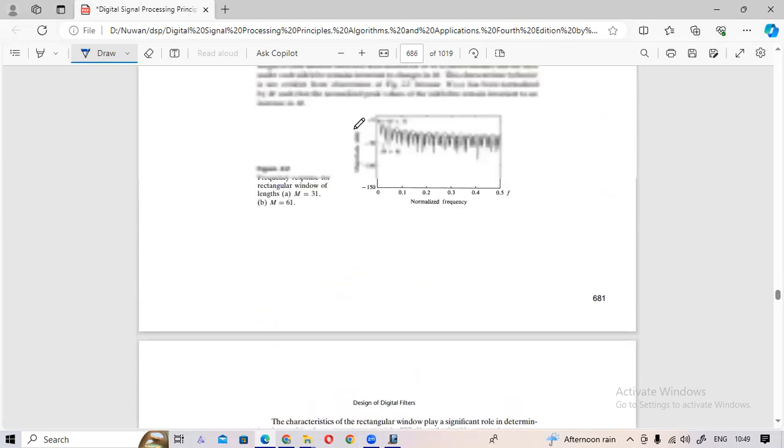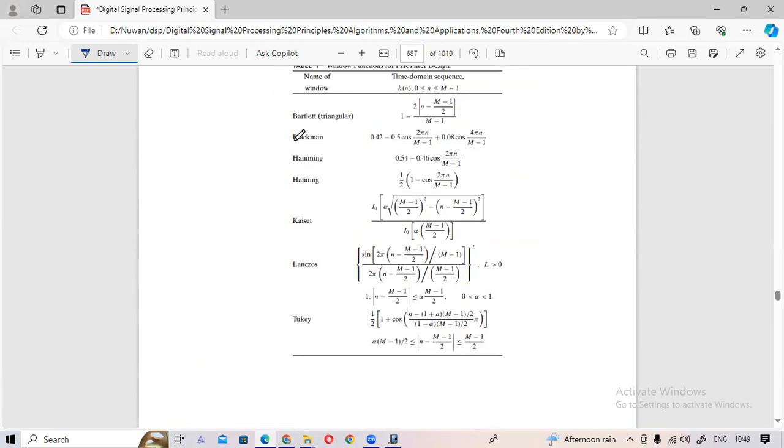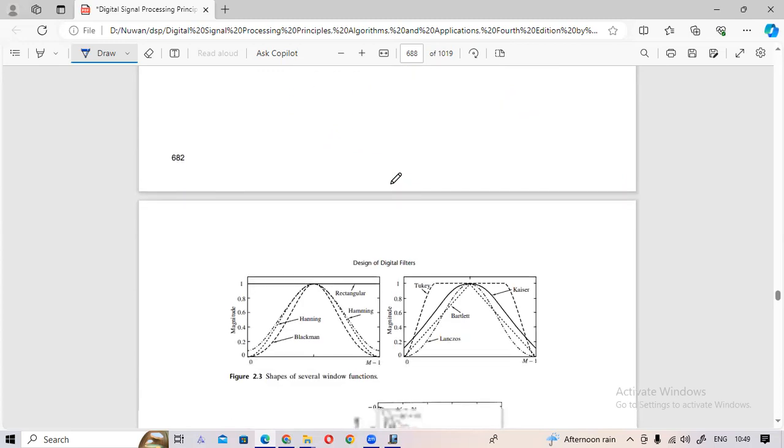Actually this one you can easily plot, but if you are going to plot the magnitude for the other ones, you have to do some complex integration. So no need to try that.